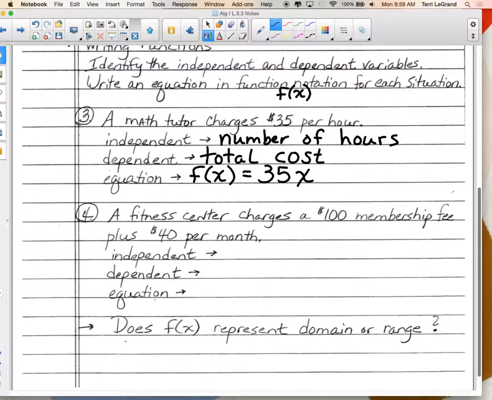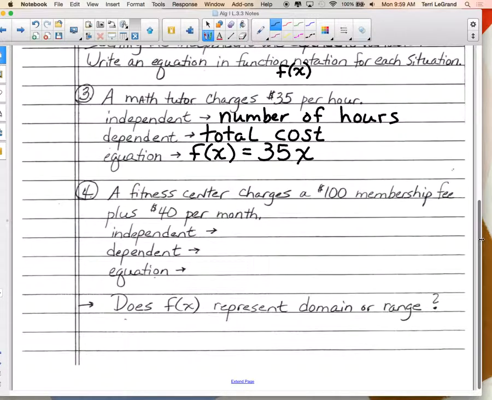And basically what we would say then is f of 10. We put a 10 in there for x. We'd say f, the function evaluated at 10, would be equal to 35 times 10, and you just told me that f of 10 would be $350, right? Yes. Okay, let's do another one.